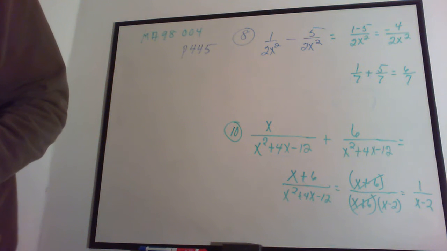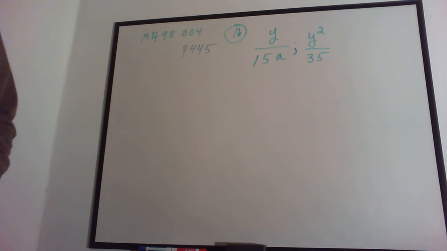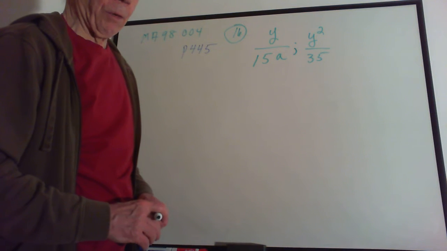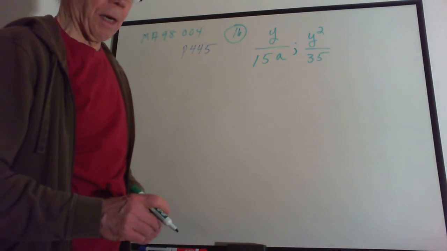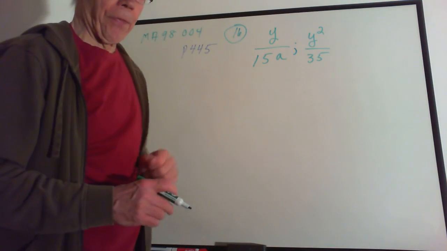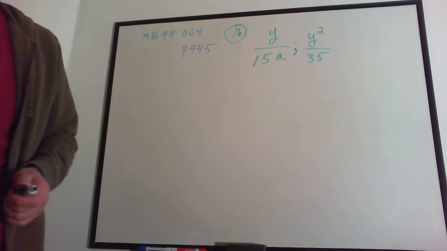All right, let's take a look at number 16. Now the denominators in 16 are not the same. They want to know what is the least common denominator. Now what that means is they want the smallest number that can be divided by 15a and by 35. So see if you can figure it out.